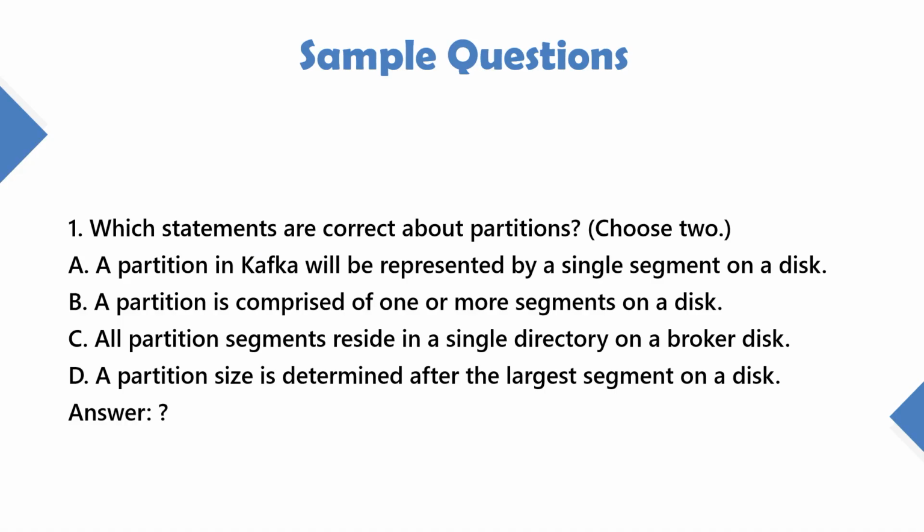1. Which statements are correct about partitions? Choose 2. A. A partition in Kafka will be represented by a single segment on a disk. B. A partition is comprised of one or more segments on a disk. C. All partition segments reside in a single directory on a broker disk. D. A partition size is determined after the largest segment on a disk.